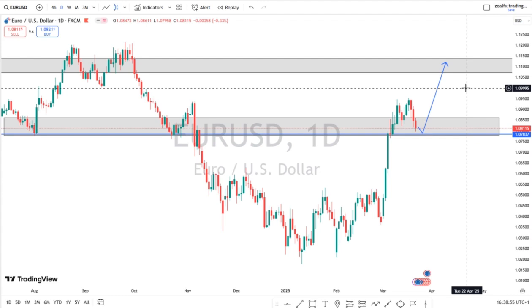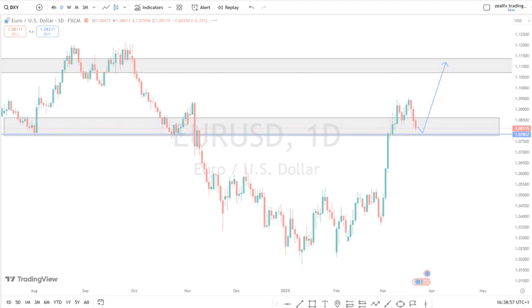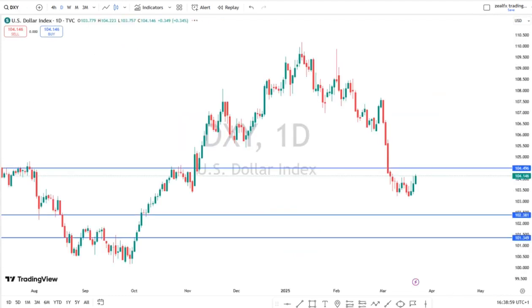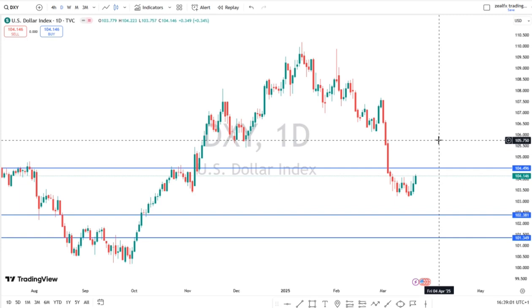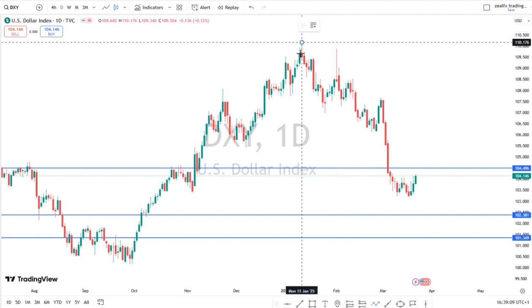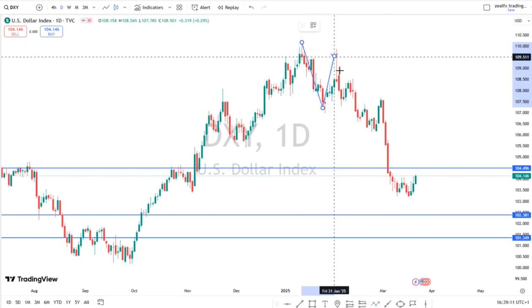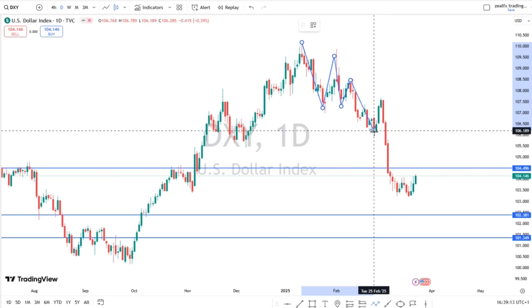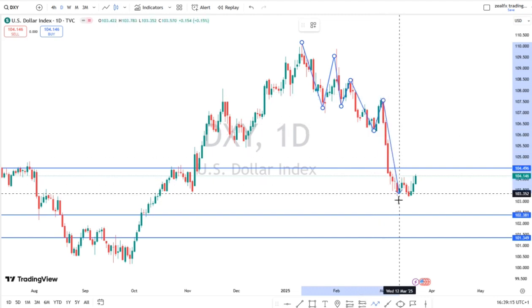So let's look at our next pair, which is the dollar index. The dollar index on my daily chart still remains in a downtrend. We still have a downtrend structure because we have a higher high, then a series of lower highs. So long as we have this series of lower highs, the dollar index still remains in the downtrend.